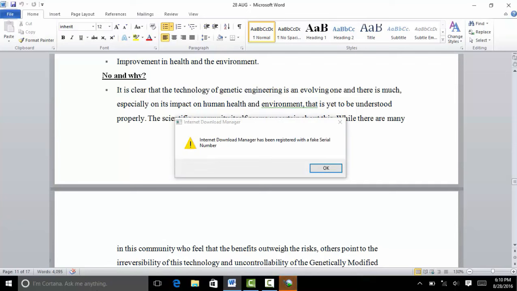Then its effect on environment. One problem would be the risk of contaminating indigenous and wild varieties. Even if you grow GM crops, there will be other plants nearby of the same or similar species, and there is a good chance that pollination or seed dispersal will happen, and some sort of intermixing will happen between these plants, and we really don't know how that will affect the biodiversity of the country. So the risk of contaminating other indigenous and wild varieties can be one point.